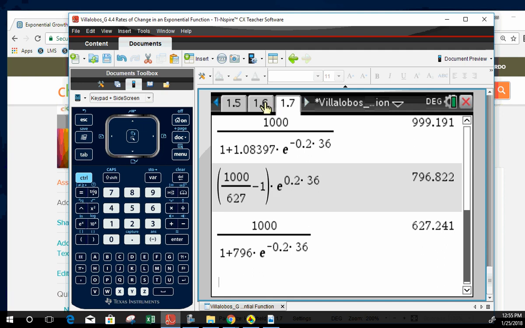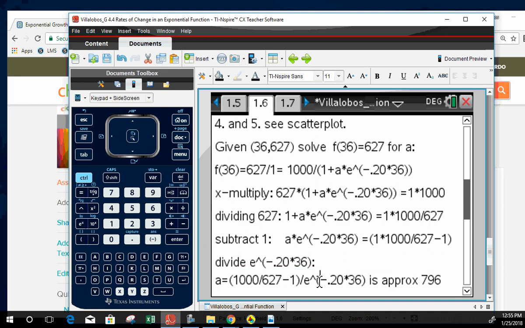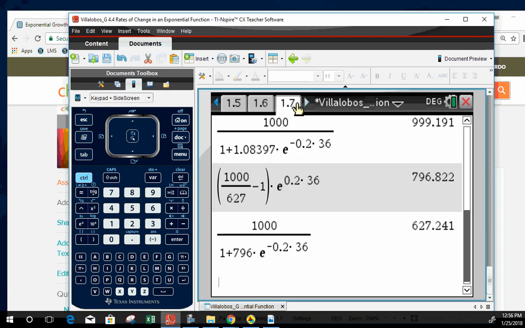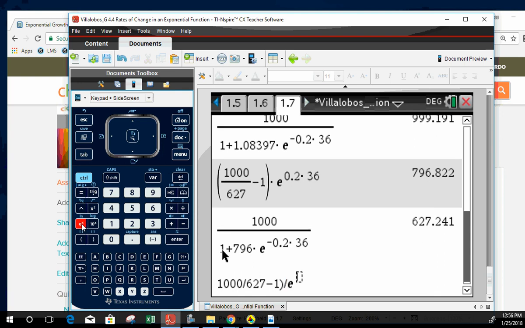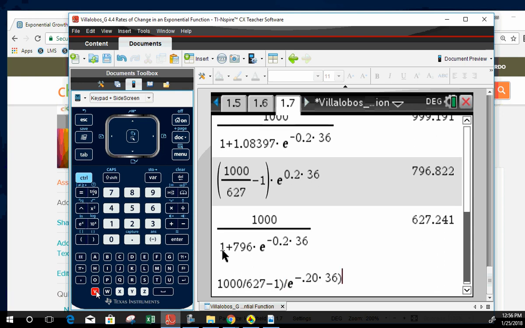I can copy and paste that result. This, Control C. Here, Control V. But it's not going to like this part, so let me Control X that. Back that up. And put this, and Control V, paste that little piece that was missing.